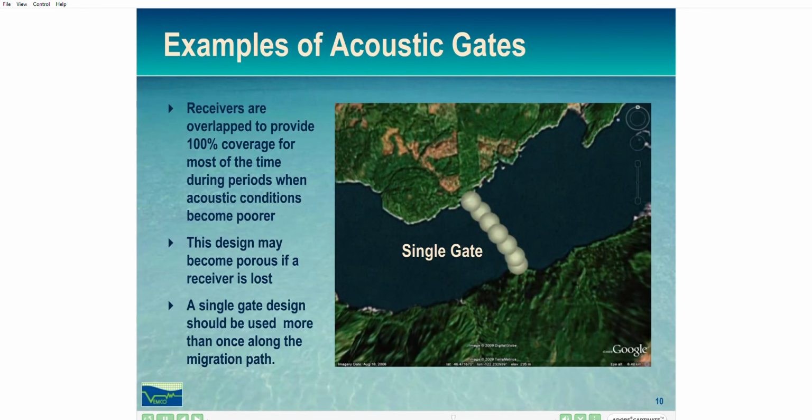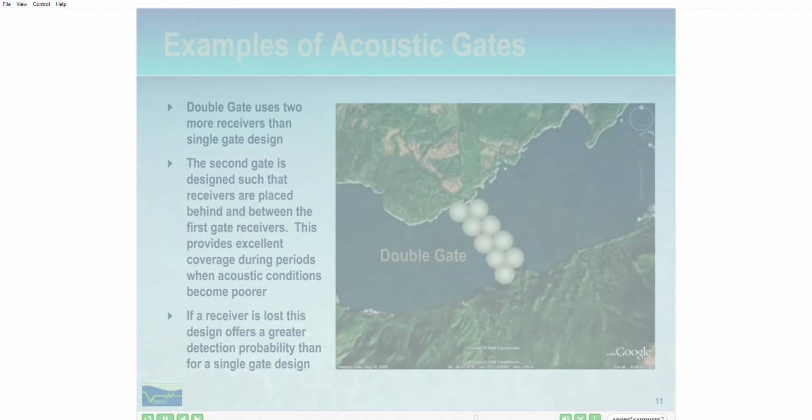Before we conclude this presentation, I'd like to show you two examples of acoustic gate construction that you could consider. The bubbles in this figure represent the average detection diameter of each VR2W. In good and poor conditions, the bubbles should overlap such that one achieves close to or 100% detection probability. In the single gate design, you can clearly see that its weakness would be the loss of one or more receivers. In this case, you should not totally rely on this one gate.